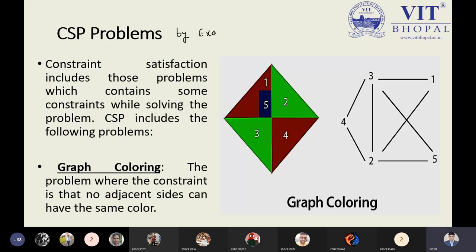The CSP problems we can implement in graph coloring. So what is graph coloring? It is where the constraint is that no adjacent sides can have the same color. Tell me yes or no. This could be the graph coloring example.